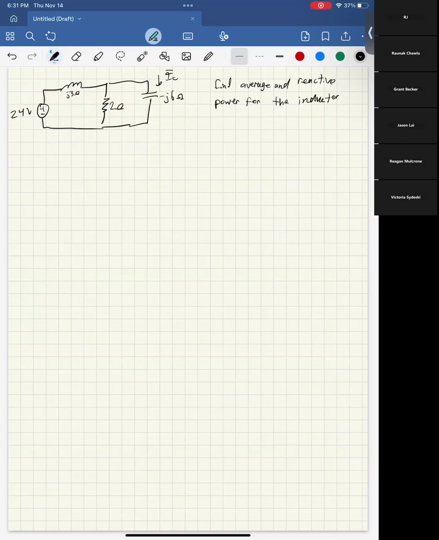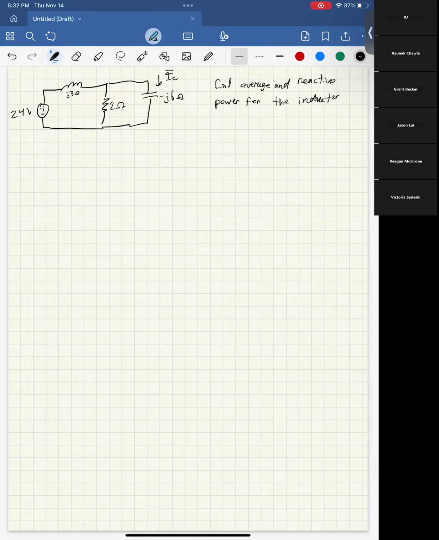Right away, one thing I should have mentioned more explicitly earlier: if you're looking at components on their own, a resistor will only ever have real average power, and an inductor or capacitor will only ever have reactive power. Neither of them can do both. They can only do one at a time. So you should be able to fill that out immediately if a question asks something like that. But the sources can be providing any combination of them.